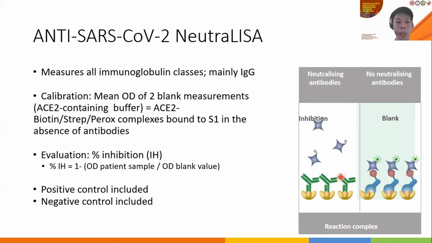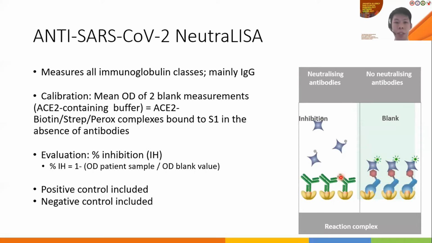So what the SARS-CoV-2 NeutraLISA antibody actually does is that it measures all immunoglobulin classes. However, we know that most people might be vaccinated now, so we say that it measures mainly the IgG class, which is the large percentage in most serum. However, we do acknowledge that there are cases whereby neutralizing antibodies of other immunoglobulin classes such as IgM can also result in showing that the patients do have neutralizing antibodies in their serum.